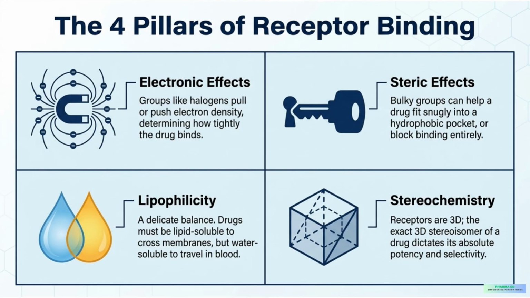It's a delicate balance. A drug has to be lipid-soluble enough to cross cell membranes, but water-soluble enough to travel in the blood. Finally, stereochemistry. Receptors are 3D, so the exact 3D stereoisomer of your drug completely dictates its potency and selectivity.